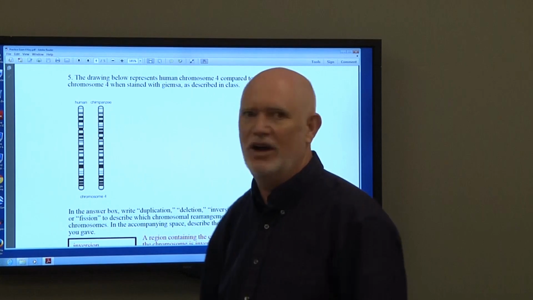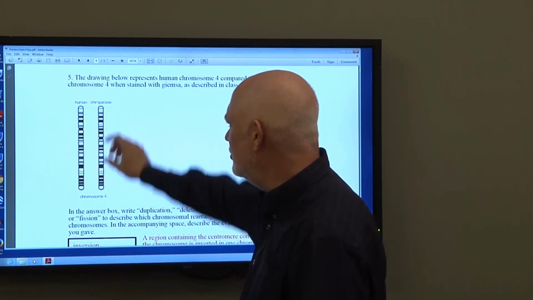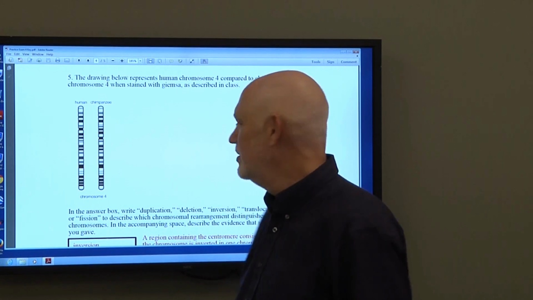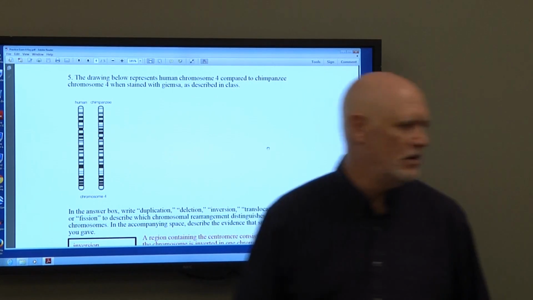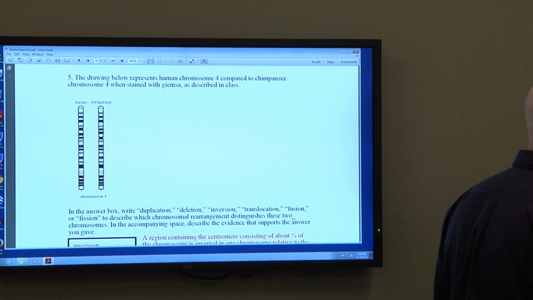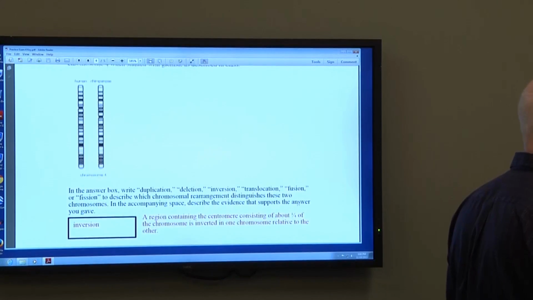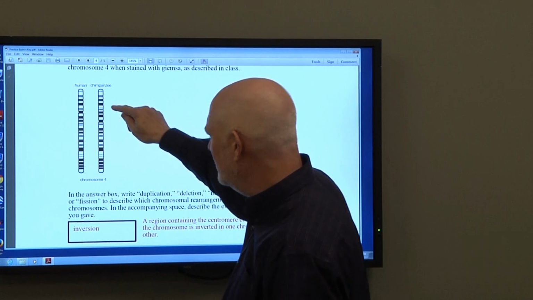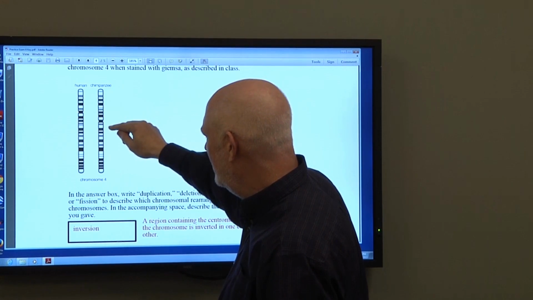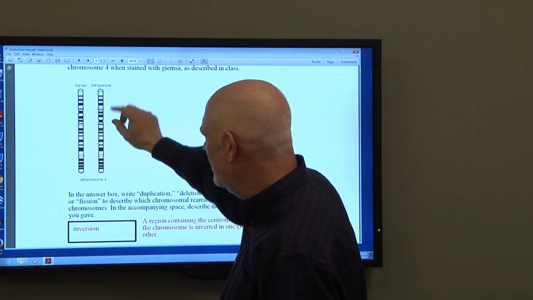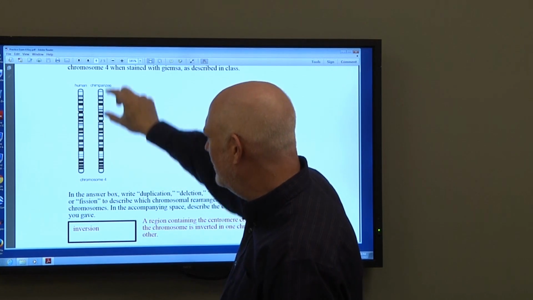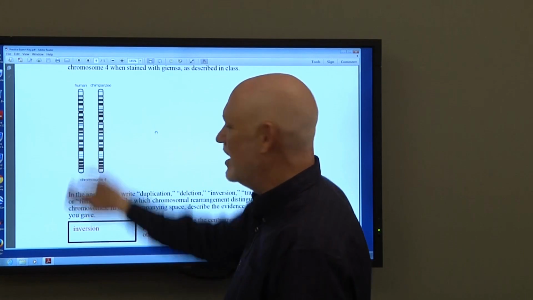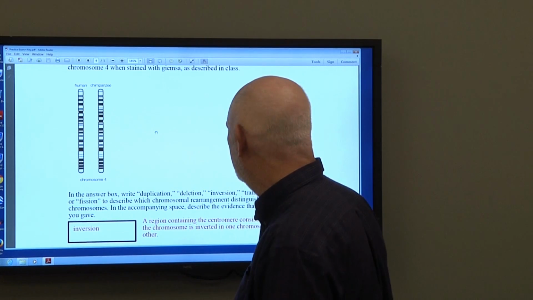In this case, very obviously an inversion, because you just take that little segment, flip it over, and it would be identical. So an inversion is the correct answer for this one. And then I want you to explain that to me. What I've said is about 1/4 of the chromosome, meaning from here to here is probably about, if you were to divide that chromosome before, that constitutes about 1/4 of the chromosome. That's how much was flipped over to make the inversion.